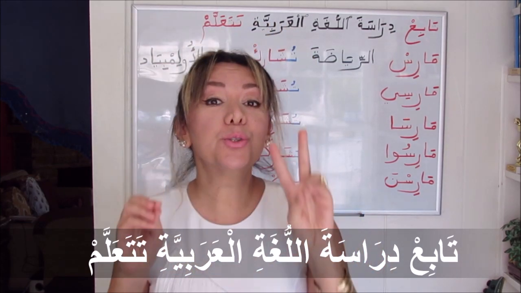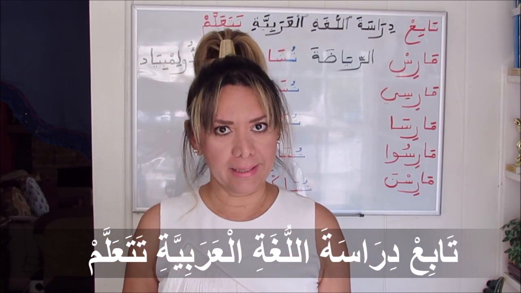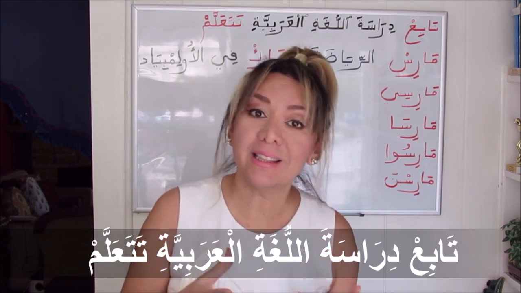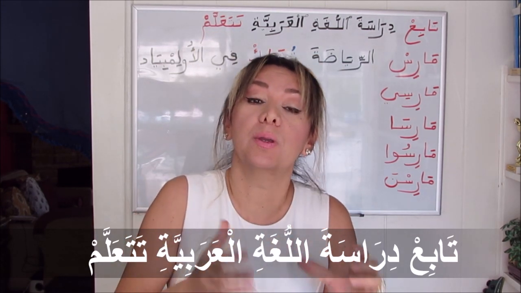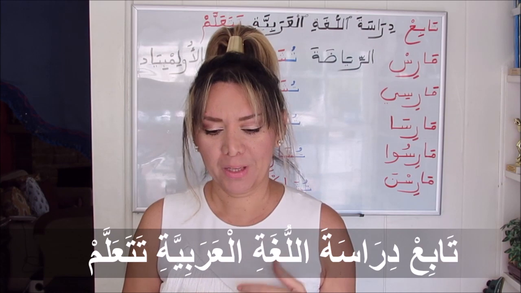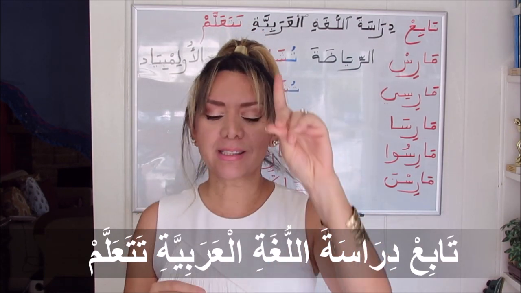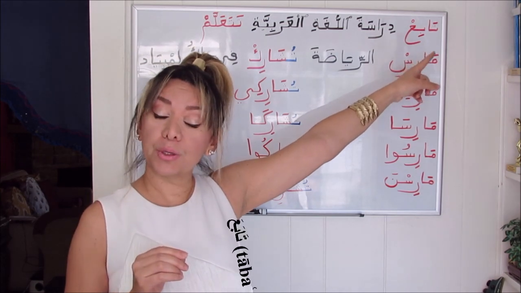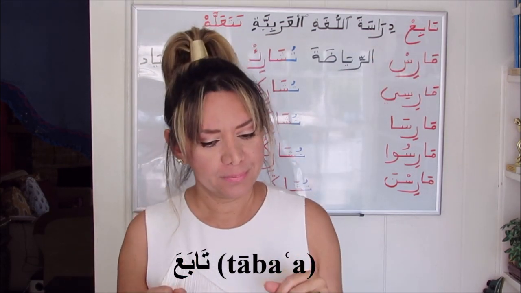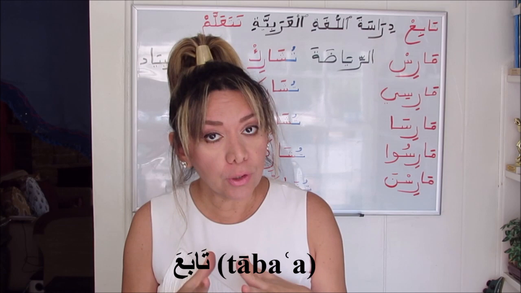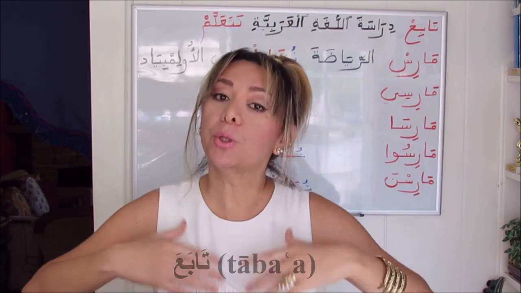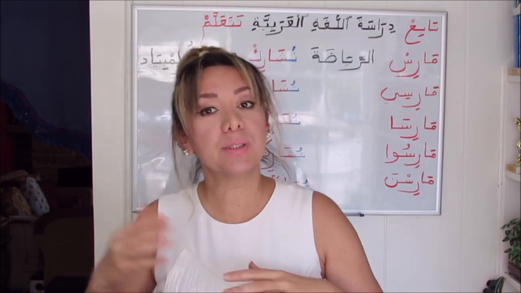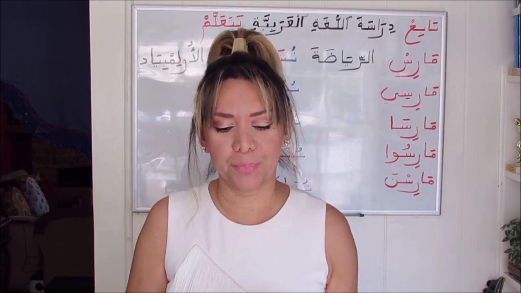There are two verbal sentences. Verbal sentences are the sentences that start with a verb. The first one starts with the verb تابع, form 3, meaning to follow, to keep on doing something, to resume after an interruption.